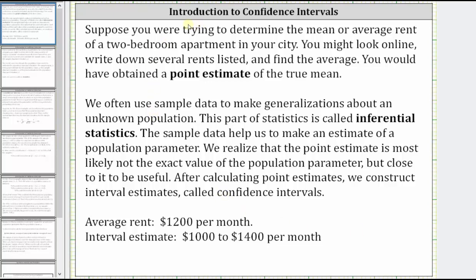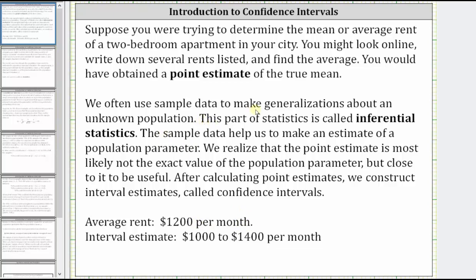Welcome to an introduction to confidence intervals. Suppose you are trying to determine the mean or average rent of a two-bedroom apartment in your city. You might look online, write down several rents listed, and find the average. You would have obtained a point estimate of the true mean. For example, you might have found an average rent of $1,200 per month.